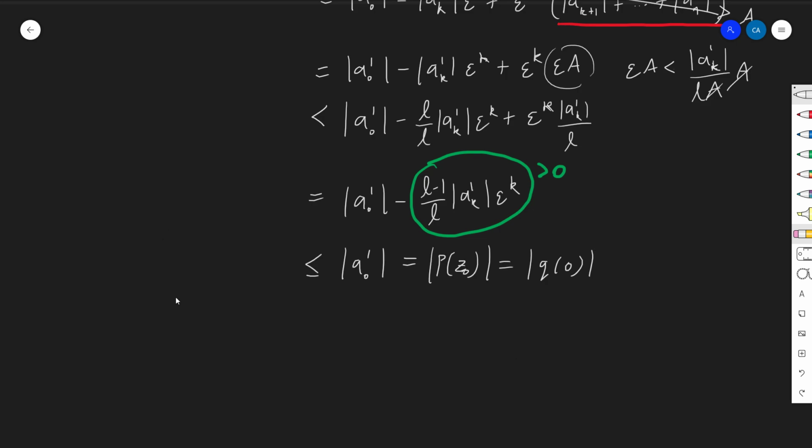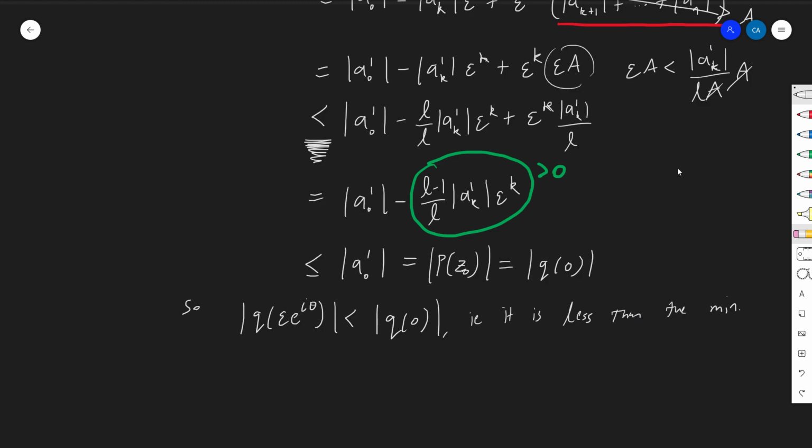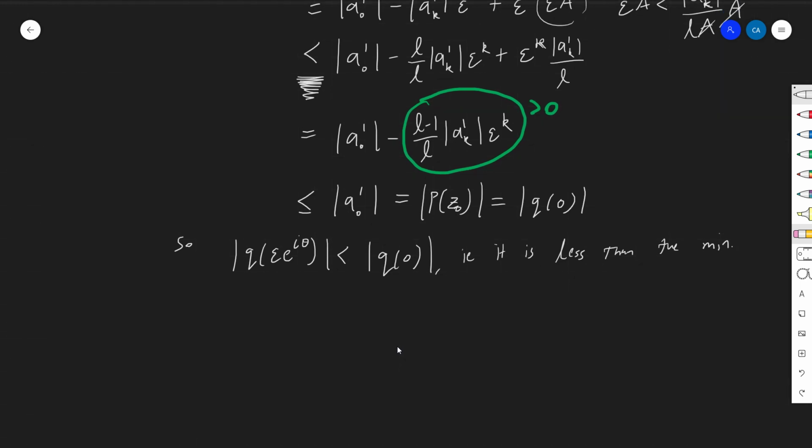And so what have I just said? I've just said the magnitude of q of epsilon e to the i theta is strictly less than, not a sub 0 prime, I shouldn't say that, it's q of 0. And that is problematic because this is supposed to be the minimum, i.e. it is less than the min. And that's it. That's the contradiction.